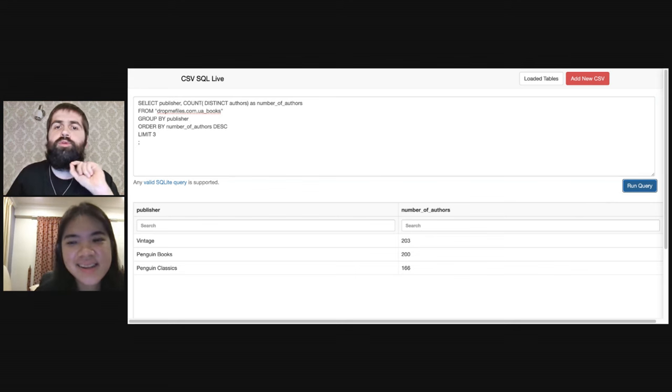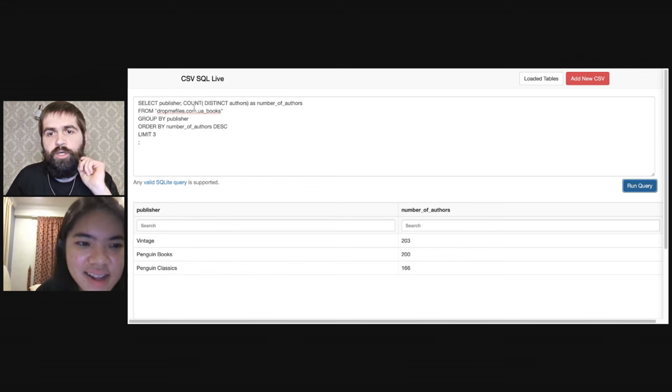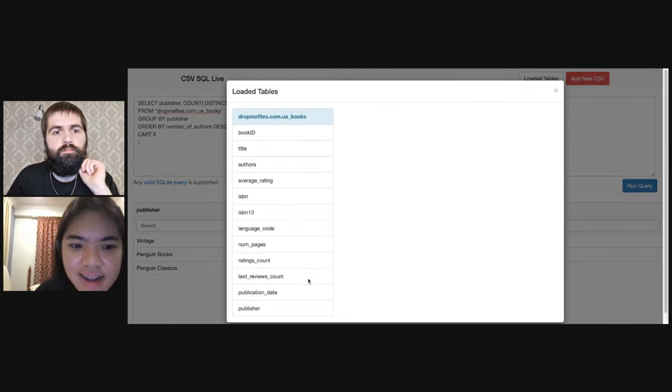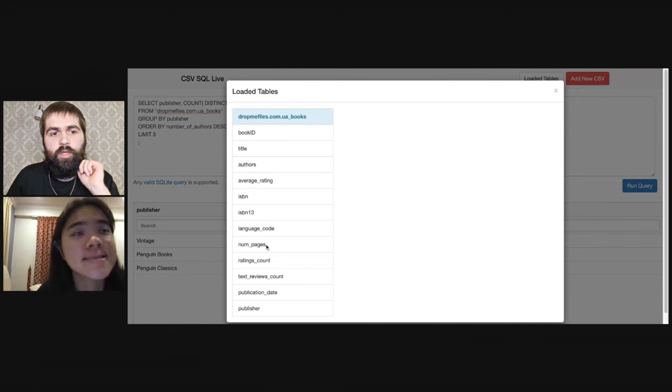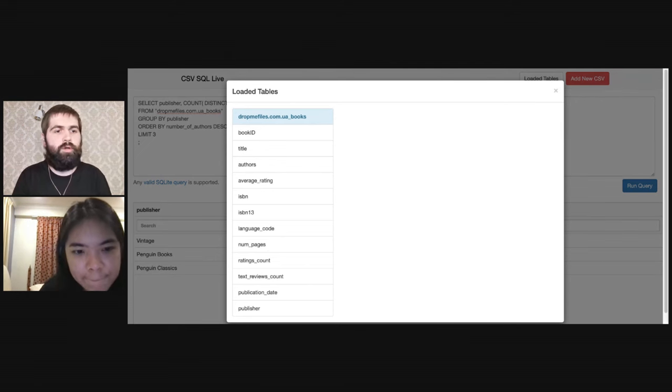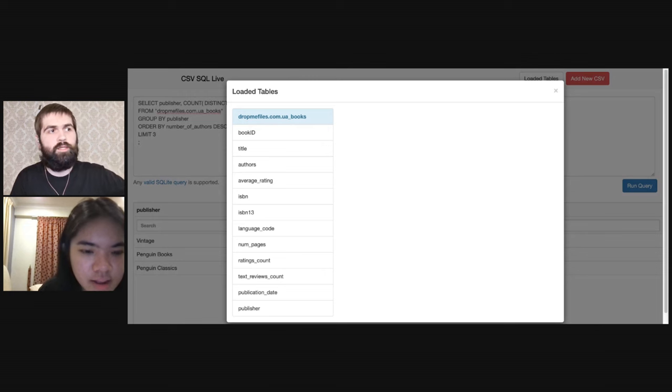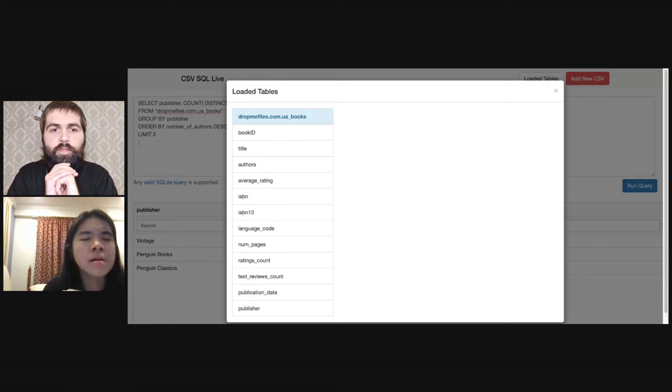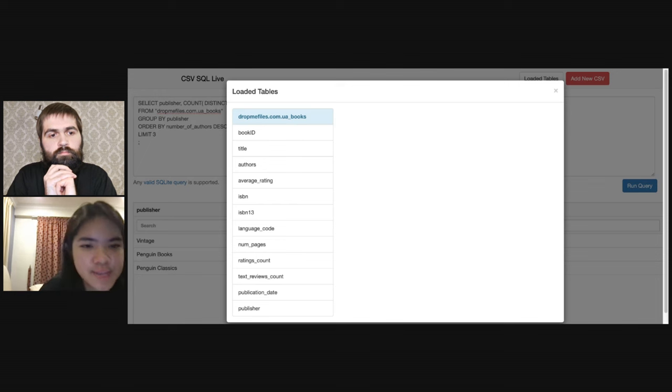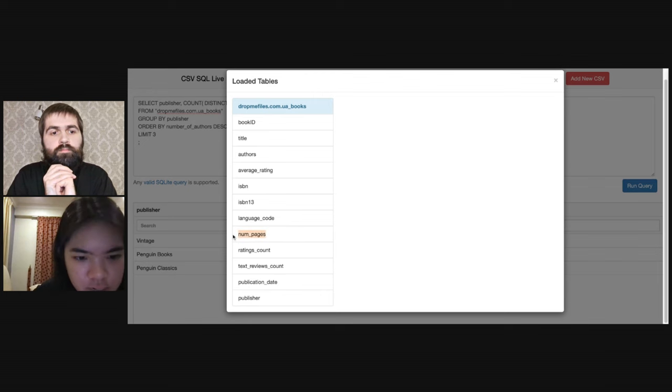Can you give me the author who has the highest average number of pages? So, for example, if Joanne Rowling released one book that had 800 pages and another book that had 400 pages, then the average number of pages will be 600. Oh, okay. So it's the total number of pages divided by the total number of books. Yeah. Okay, number of pages.